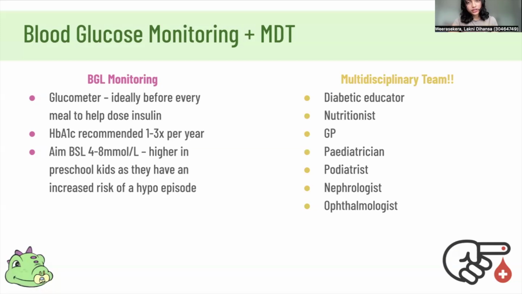And with any chronic condition, it's really important that the patient has a multidisciplinary team. So a really good GP who's able to coordinate all the different specialists that the patient sees, a diabetic educator, a nutritionist, a pediatrician, and a podiatrist, nephrologist, and ophthalmologist for monitoring for complications of diabetes.